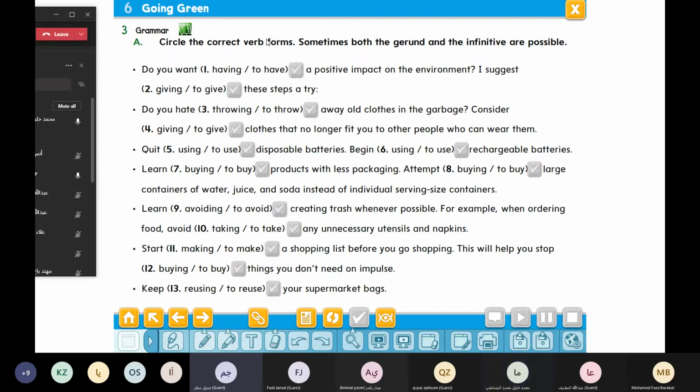Do you want to have a positive impact on the environment? I suggest giving. I don't know, teacher. The second. Good. I suggest. Suggest comes with what? The gerunds. One of the verbs that must be followed by a gerund. So giving. Okay. So number one.